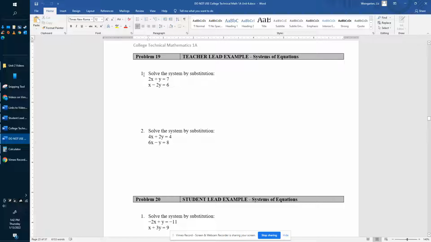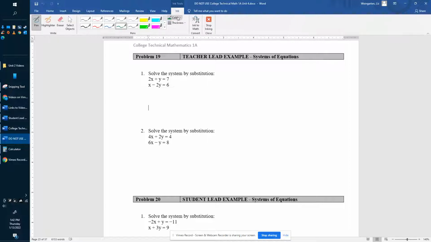So let's see. We have 2x plus y equals 7, x minus 2y equals 6. I think what I'm going to do in the second equation is I am going to solve for x, because all I have to do is subtract 2y from both sides. So I'm going to go ahead and do that. Actually, add 2y to both sides. So our new equation is x equals 6 plus 2y.